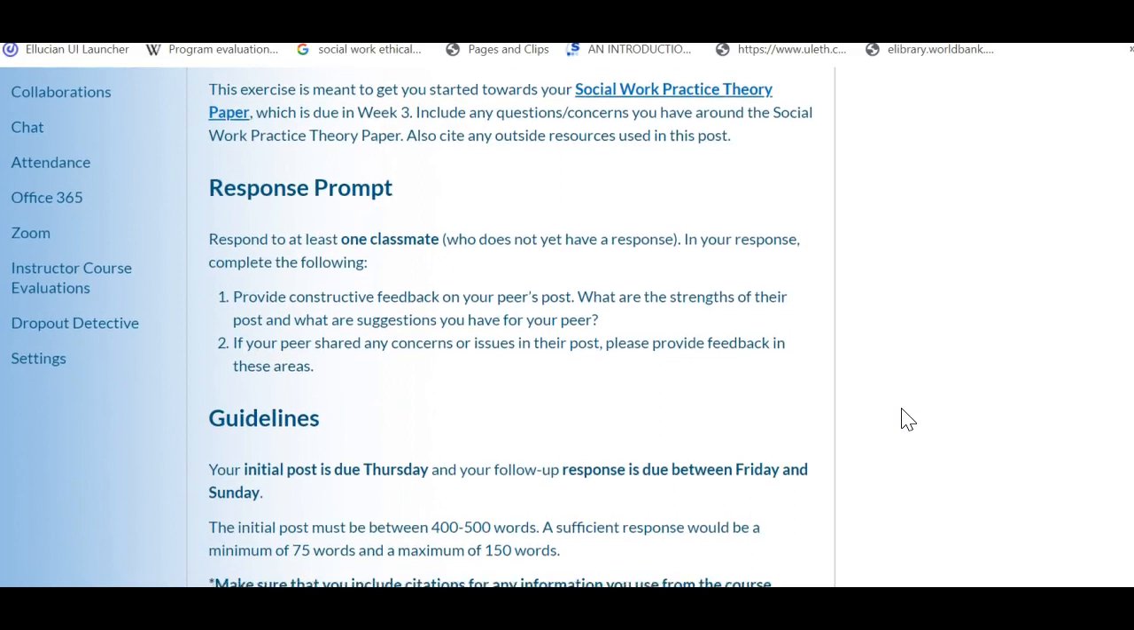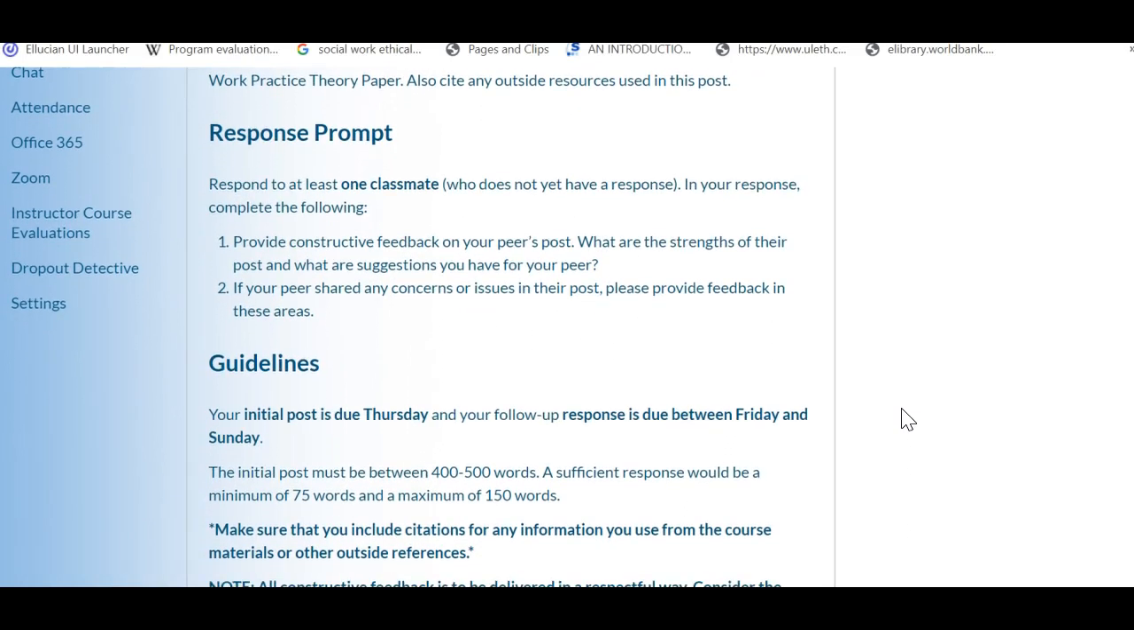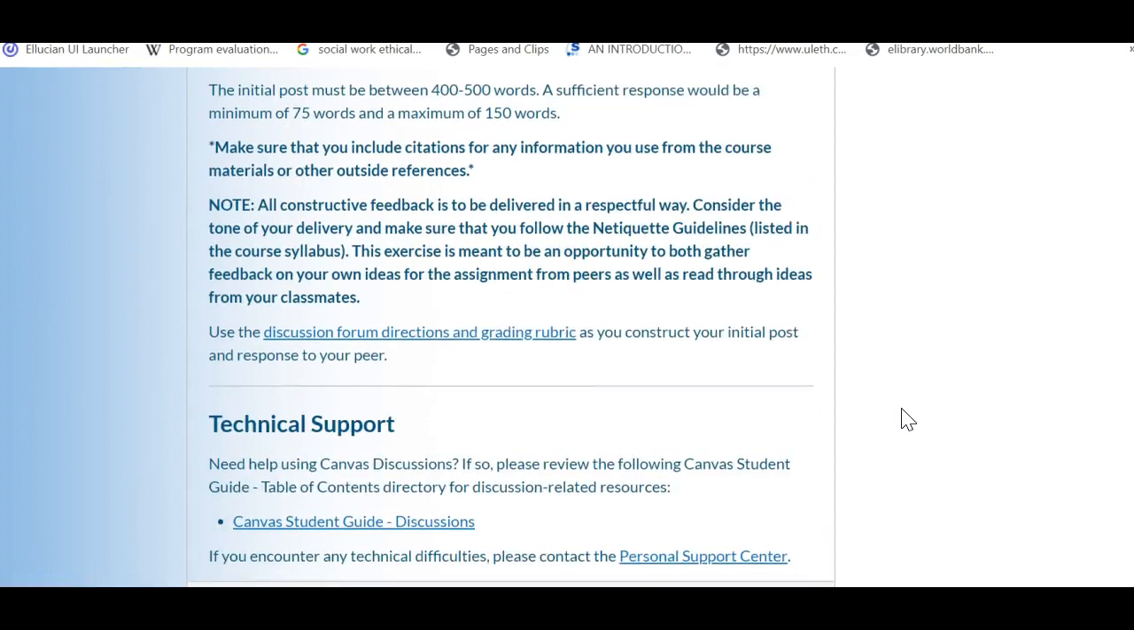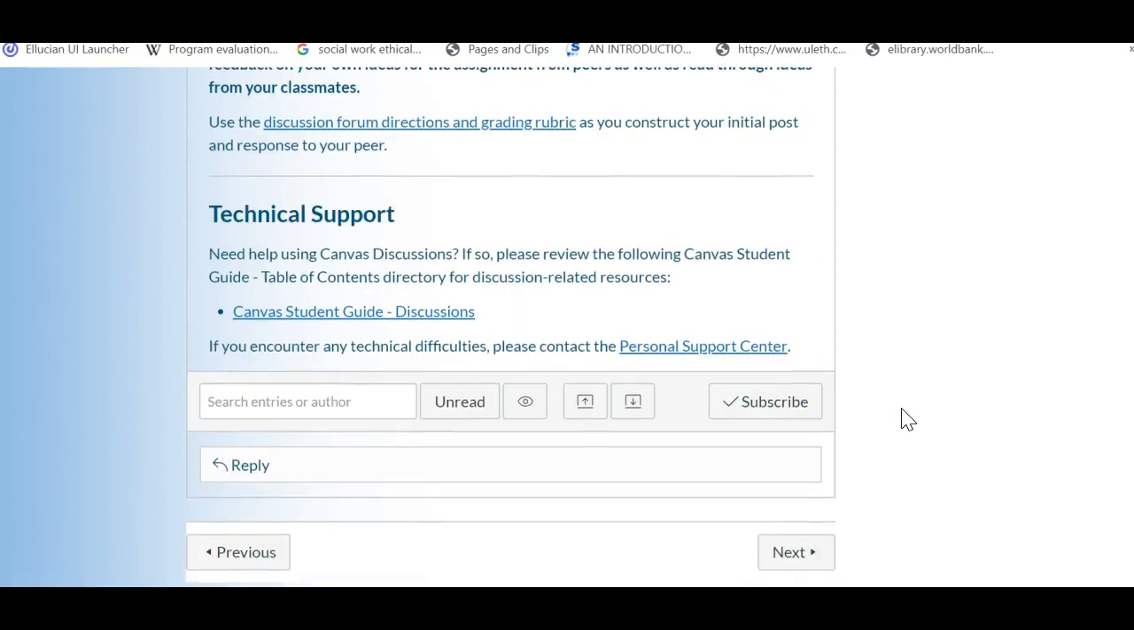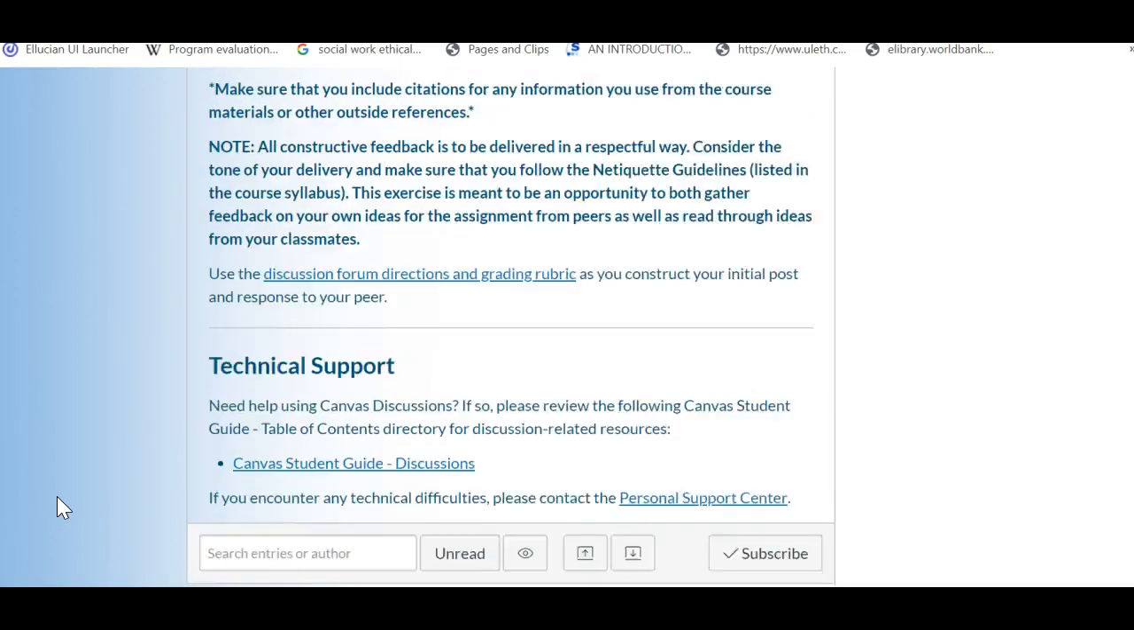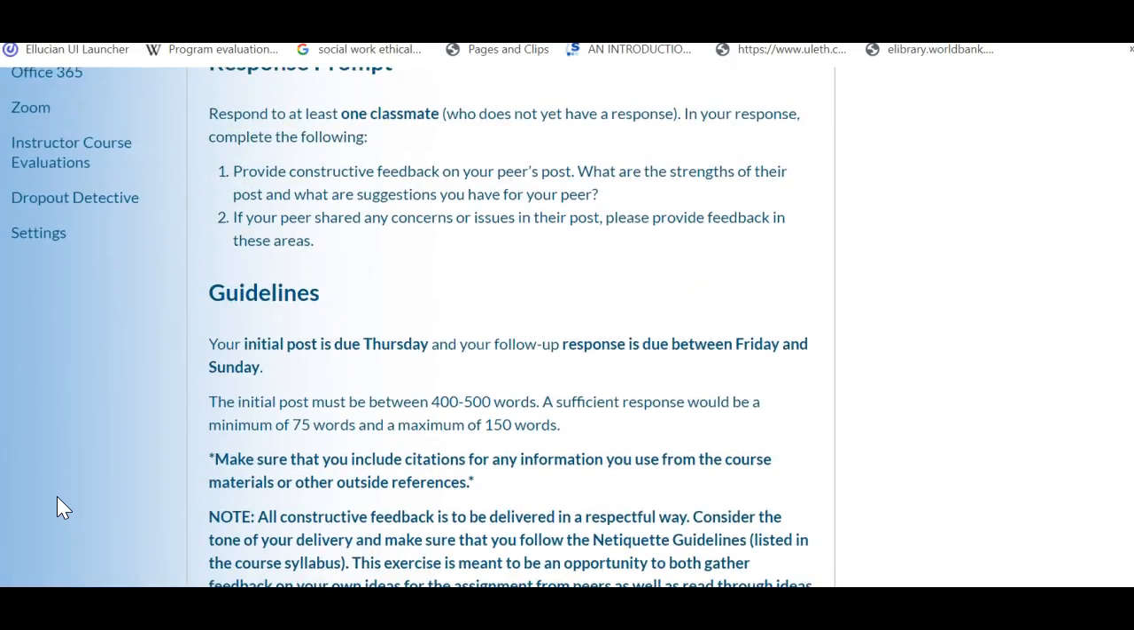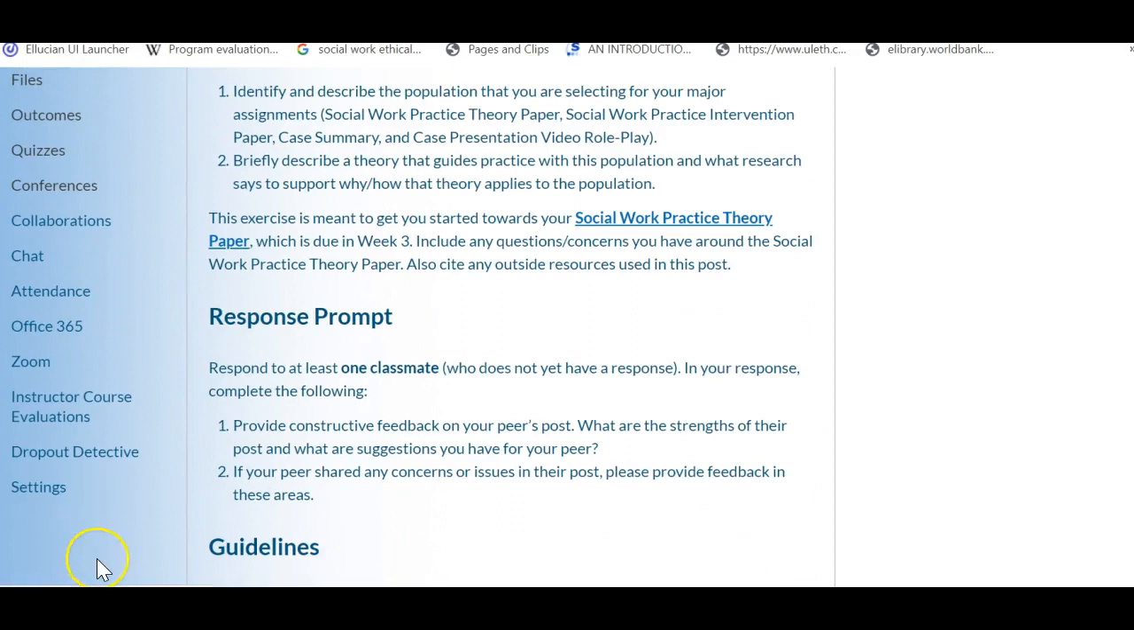You'll have your response prompt and the guidelines, so please read through that. And I think that's just about it. So you might want to go ahead and look at the week 3 paper just to kind of wrap your brain around what is being looked for in that paper, the social work practice theory paper, due 2 weeks from today.